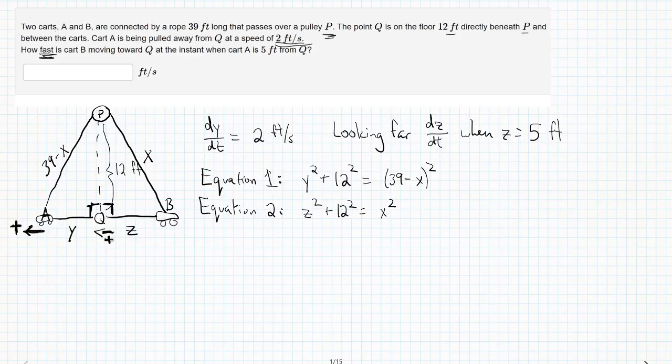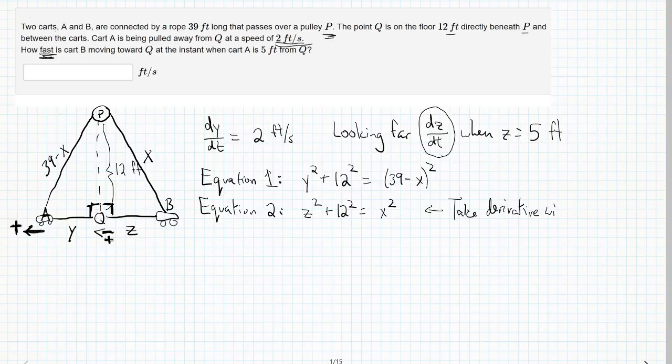because ideally what we're looking for is that dz dt. So I'll circle it here. We're looking for dz dt. So that means we're going to need to take a derivative of this second equation. So we're going to take a derivative with respect to t.